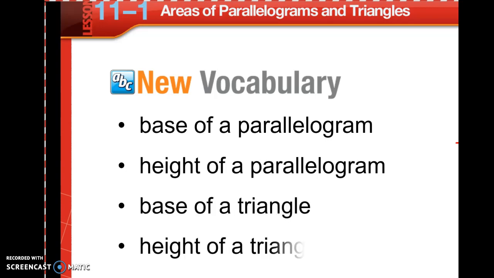Same thing with triangles, base and height, and base doesn't have to be on the bottom. So if I see a height length here where this is 90 degrees, then this would be my height, but this side length would be my base, not the full side length.